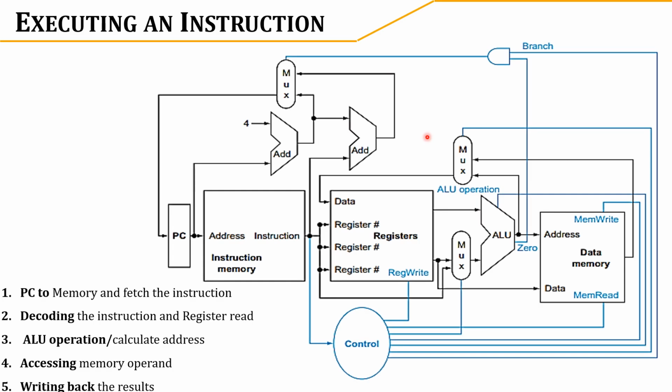The diagrammatic explanation of the steps that we discussed so far is explained here. The first step is we are taking the content of the PC to get the address of the instruction. So we are fetching the instruction based on the content of this program counter. Then we are decoding this instruction using the instruction decoder, and it identifies the operation and the operands required for the instruction execution. These operands can be either in the memory or in the register. So it performs the register read or memory read.